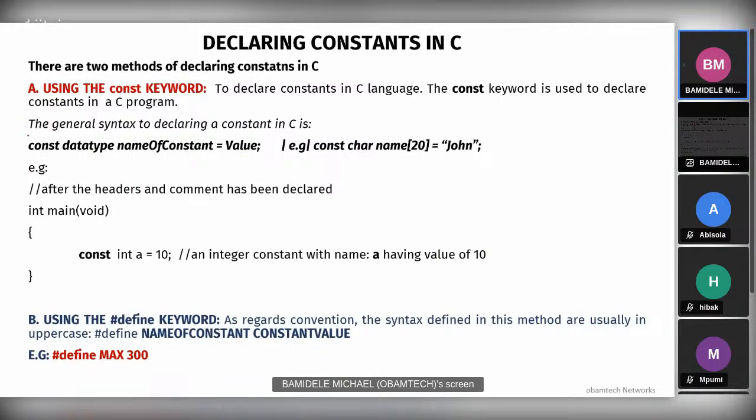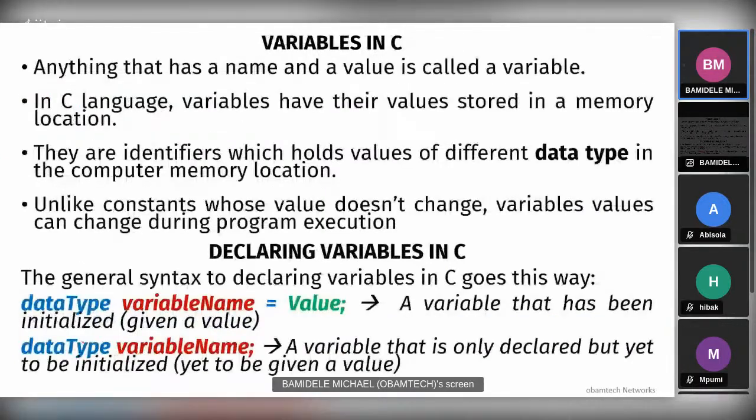Then this is how to declare a constant in C. We have two ways of declaring a constant, using the const keyword and using the define keyword. As we can see on the screen, this is not where we're going. Variables, I'm just doing a quick review.